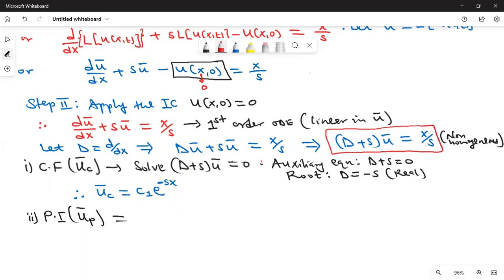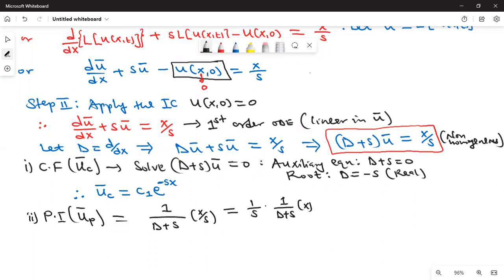So when you make u bar the subject, we call it u bar p, subscript p. So it now becomes 1 over (D plus s) operating on x over s. And so this you can write as 1 over s times 1 over (D plus s) operating on x. X is a linear polynomial of degree 1, and so I will use the Maclaurin series expansion to expand our inverse D operator.